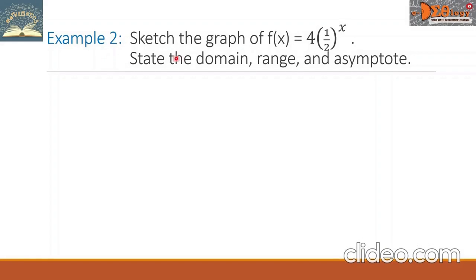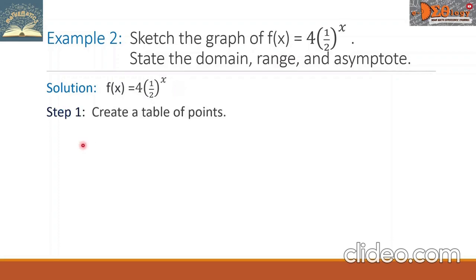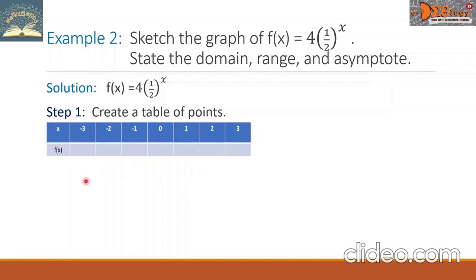Example 2. Sketch the graph of f of x equals 4 times the quantity 1/2 raised to x. State the domain, range, and asymptote. Let us write our function here. Then step 1. Let's create a table of points. We have this table. Let us now fill in the corresponding values.